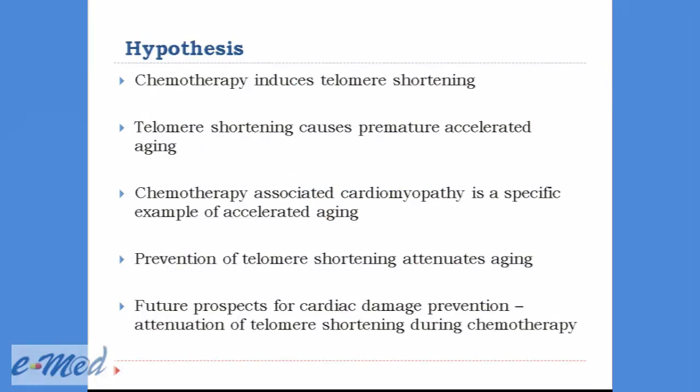To summarize, the hypothesis is we know that chemotherapy induces telomere shortening, and the telomere shortening is probably the main cause of premature accelerated aging. Chemotherapy-associated cardiomyopathy is a specific example of accelerated aging. That's how I would view it in the broader context.